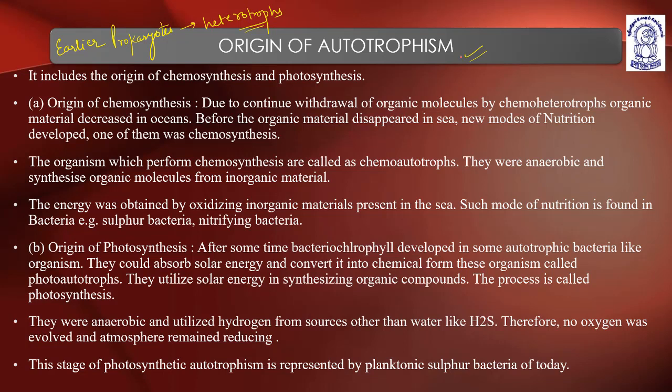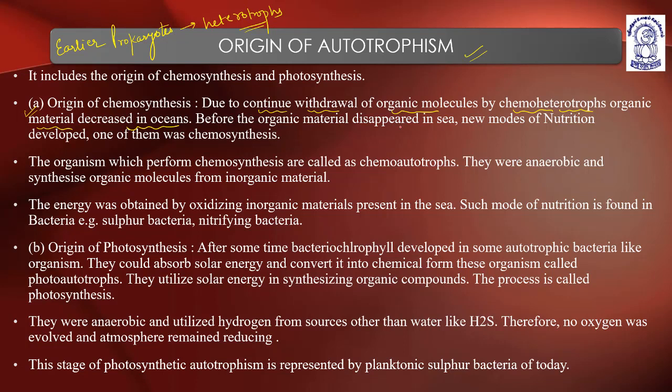It includes the origin of chemosynthesis and photosynthesis. So origin of autotrophism simply means that they may be chemoautotrophs or they may be photoautotrophs. The origin of chemosynthesis: due to continued withdrawal of organic molecules by chemoheterotrophs. Chemoheterotrophs means heterotroph bacteria, saprotroph bacteria. They are basically exploiting the organic molecules, so organic material decreased in oceans.